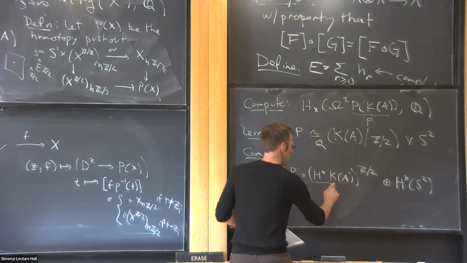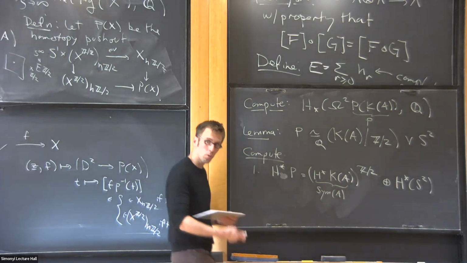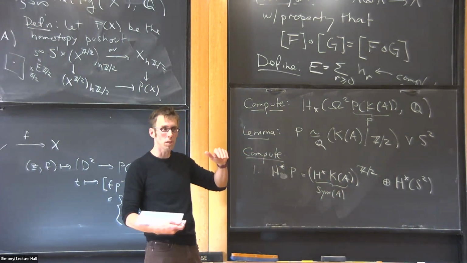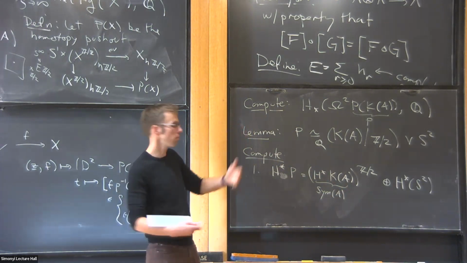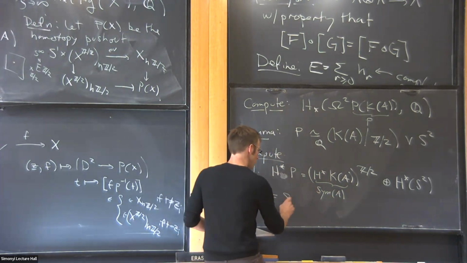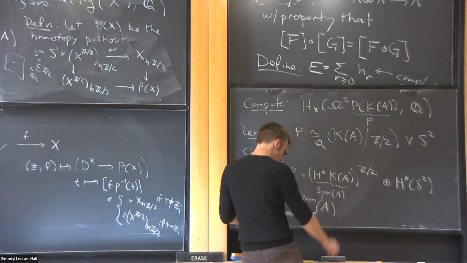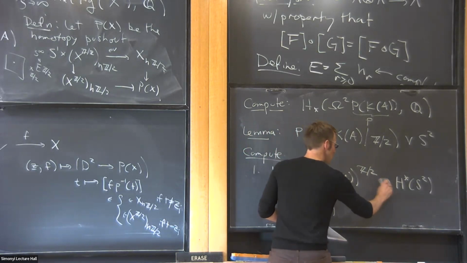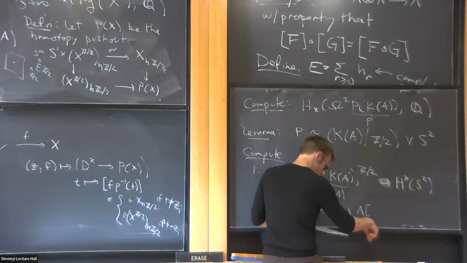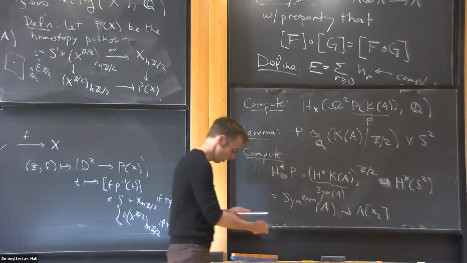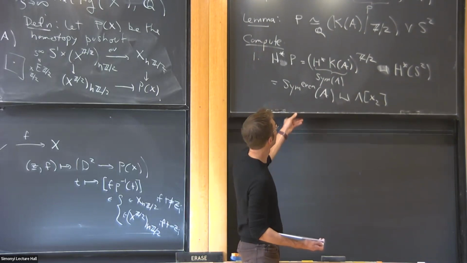This is the graded symmetric algebra on A. And when I take the Z mod 2, what does the Z mod 2 action do? It multiplies every element of A by minus one. So all of the odd terms die and all of the even terms survive. So this whole thing becomes the even part of the symmetric algebra on A. I'll write this as like a coproduct. The cohomology of S2 is an exterior algebra on a two-dimensional generator. Great. So that's the cohomology.